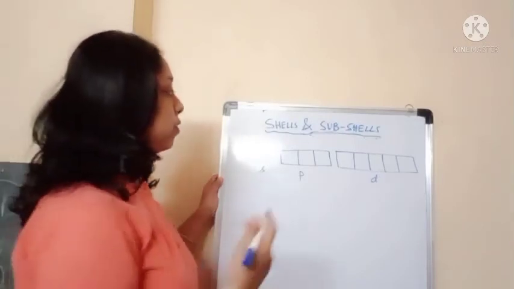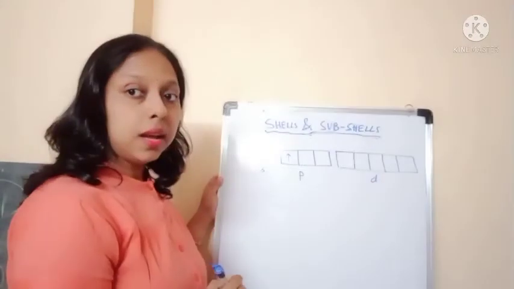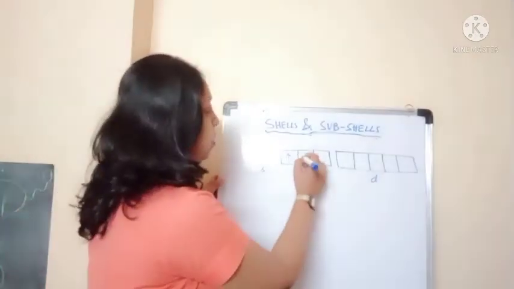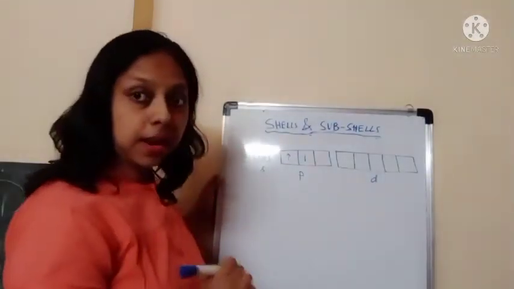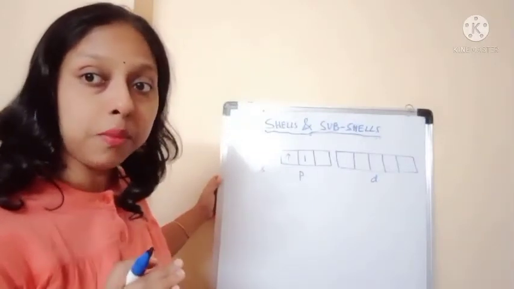Now when electrons come, one electron will be filled like this. The next electron in the p orbital will go to the next compartment of the p, not into the same orbital.